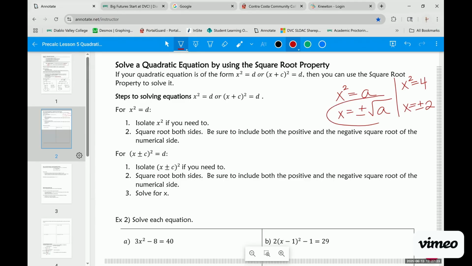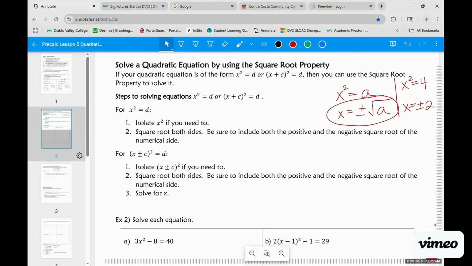So we kind of write that as plus minus the square root of whatever number is on that side. So in order to apply this, you really need your equation to be either in x squared equals a number form, or maybe it's in a something squared equals a number. Maybe it's more than just x, but that whole thing is being squared.